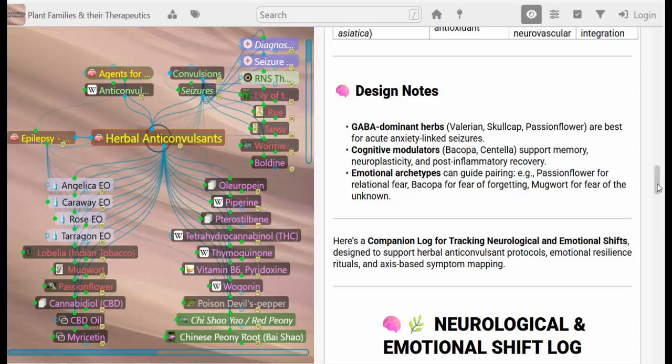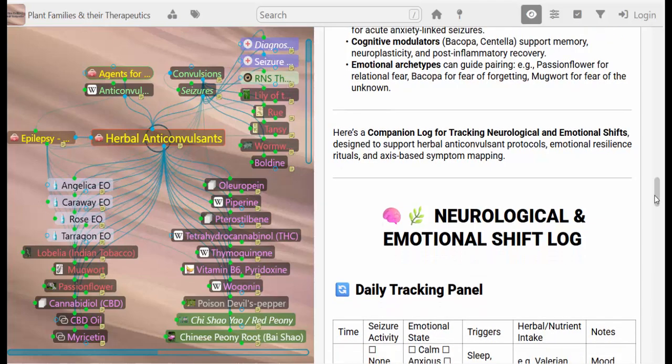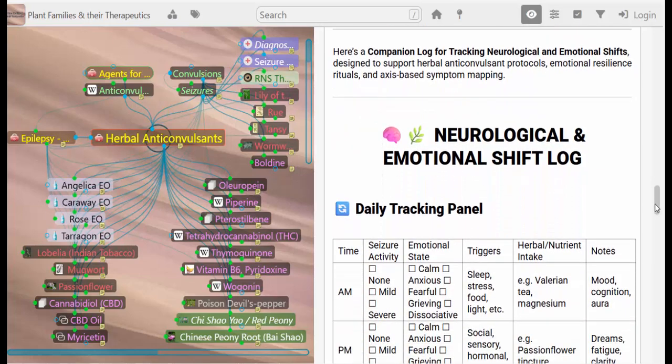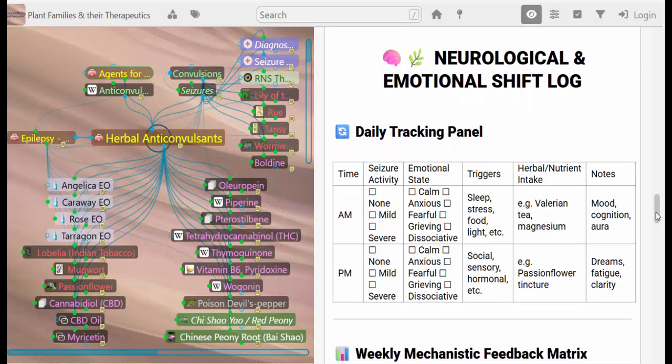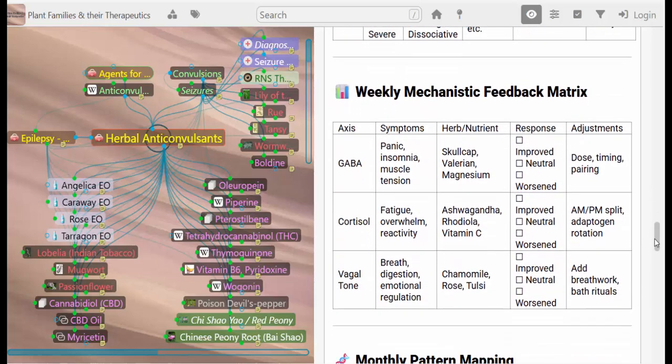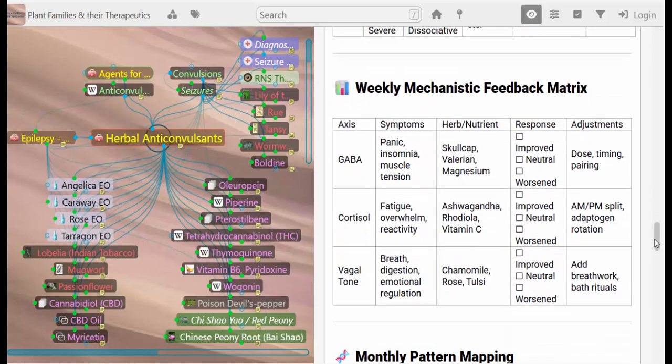There's also a system of logs that you can copy to track the improvement or occurrence of seizures. This is a neurological emotional shift log, so you could copy this down and you just track it on a daily basis. On a weekly basis, you could track a weekly mechanistic feedback matrix.